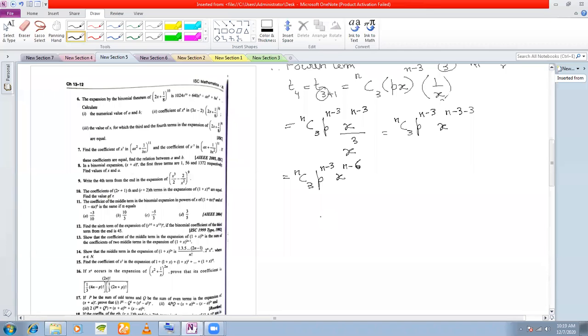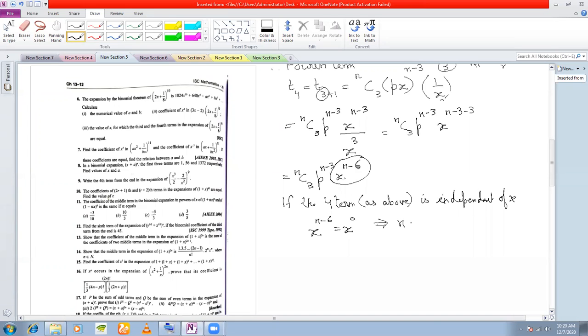Independent of x simply means the power of x must be 0. So if the fourth term as above is independent of x, then what will happen? This part will become x to the power of 0. x to the power of n minus 6 must be equal to x to the power of 0. That means n minus 6 is equal to 0. That means n must be equal to 6.